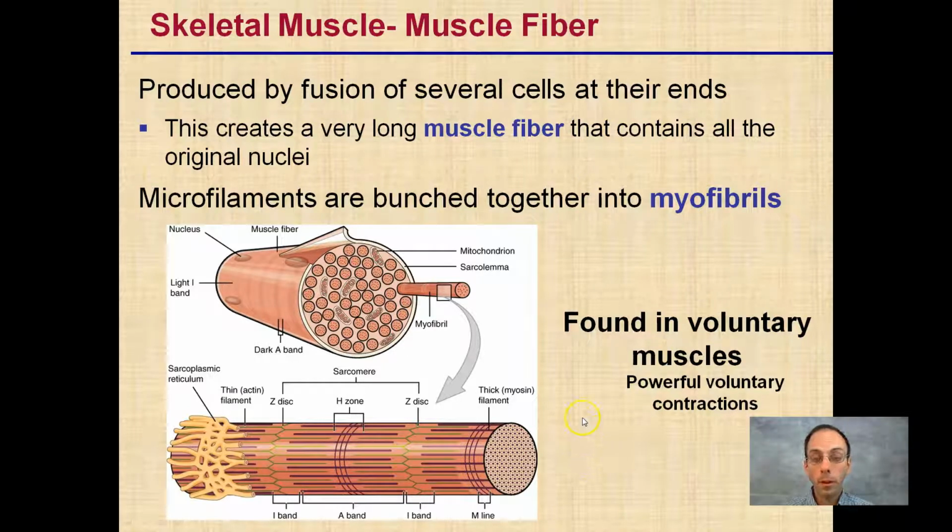Skeletal muscle, as a reminder, is found in voluntary muscles, and they produce powerful voluntary contractions. This would be something that we're having control over and moving and able to have control over, which we'll notice will be different compared to the other two types of muscles.